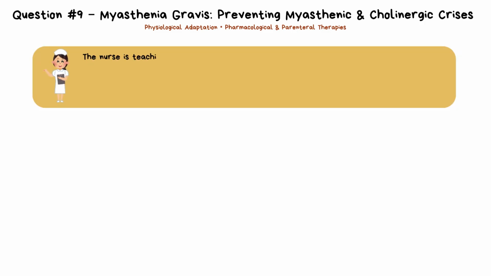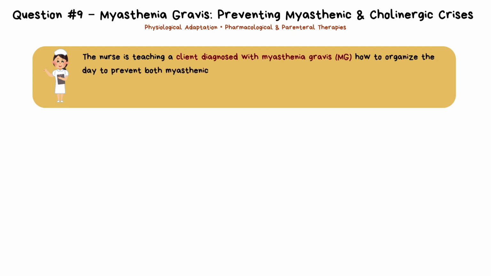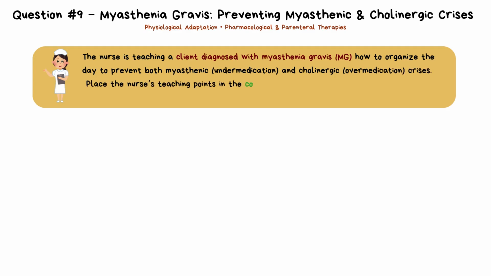The nurse is teaching a client with myasthenia gravis how to plan their day to prevent both myasthenic crisis, caused by undermedication, and cholinergic crisis, caused by overmedication. Now, listen carefully to these actions and think about the best order for safety and effectiveness.